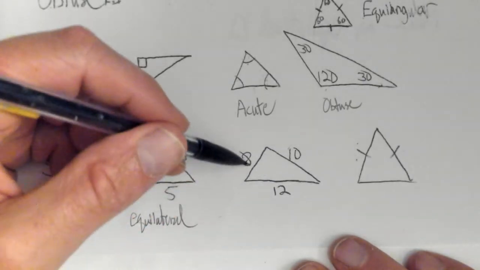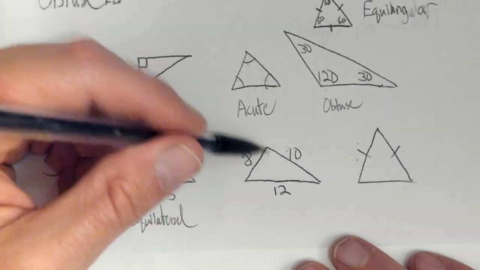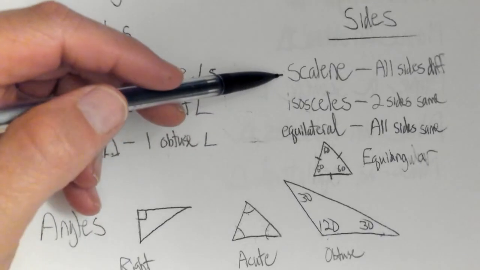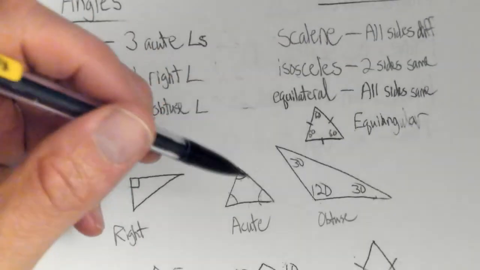8, 10, and 2. Well, all the sides are different here, and so if all the sides are different, what's it called? Scalene.